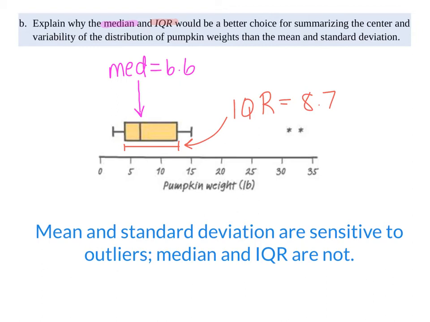So why median and IQR over mean and standard deviation? As a reminder, mean and standard deviation are sensitive to outliers, which we have two way out here, and the median and the IQR are not. In this example, this data is skewed to the right, because remember the tail with these two outliers would be over here. If we were thinking in terms of a dot plot or a stem plot, it would look something like that. So median and IQR, not sensitive to outliers, in this situation with these two giant outliers out here, would be the better choices for summarizing the center and the variability of our data.